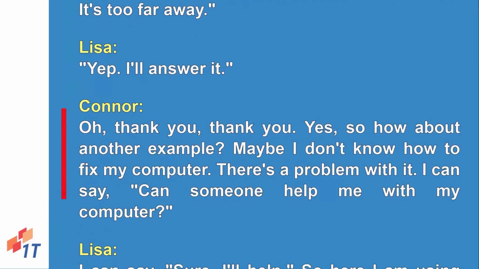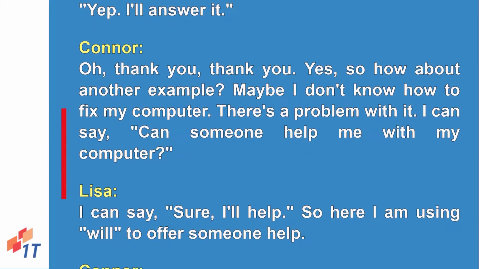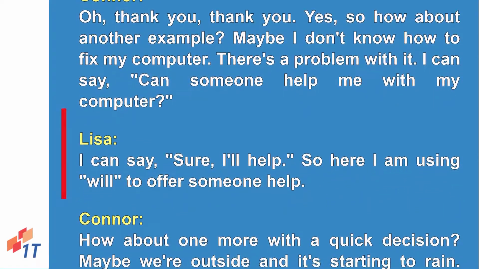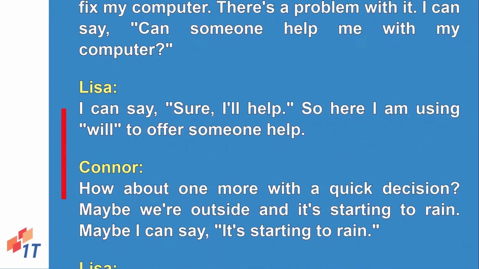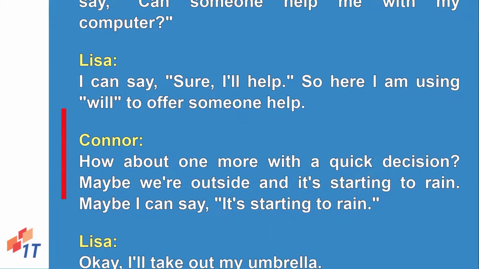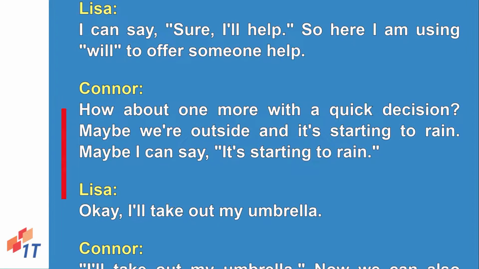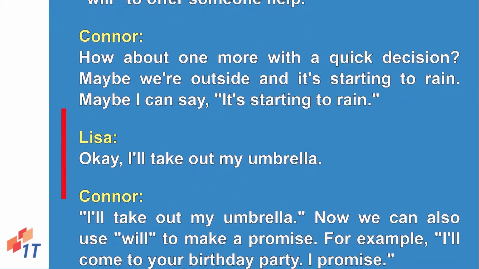Yes. So, how about another example? Maybe I don't know how to fix my computer. There's a problem with it. I can say, can someone help me with my computer? I can say, sure, I'll help. So here I'm using will to offer someone help. How about one more with a quick decision? Maybe we're outside and it's starting to rain. Maybe I can say, it's starting to rain. Okay, I'll take out my umbrella.